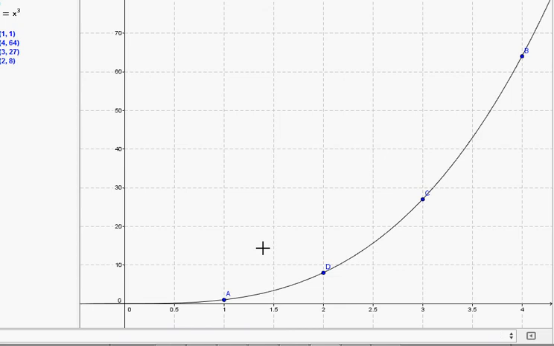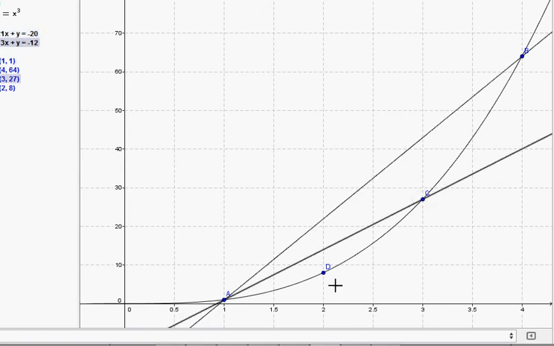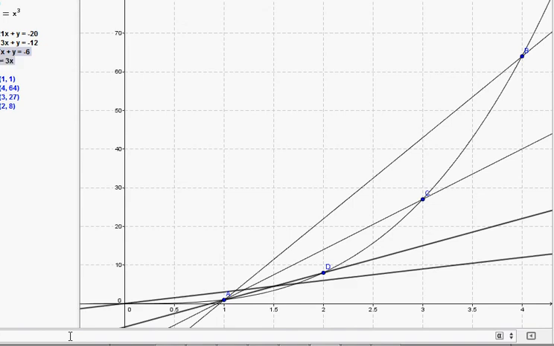I'll do this by graph, okay? If I join A to B, it's that slope there. If I join A to C, it's that slope there. And if I join A to D, it's this slope here. Do you notice that they're getting closer and closer? I'm just going to make a line here for you. Okay, guys, do you notice that they're getting closer and closer?